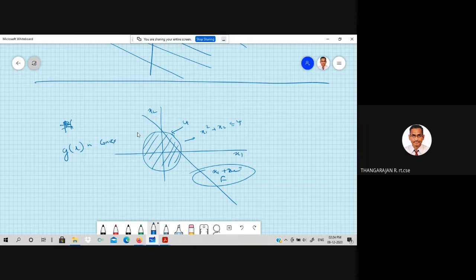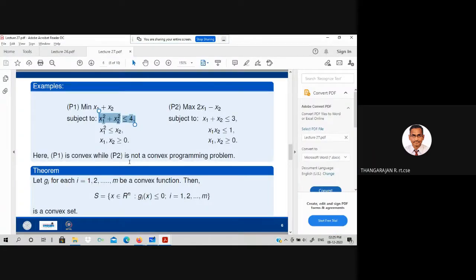f is linear, and linear is actually supposed to be convex, because a region on this side is convex, a region on the other side is convex. So when a function is linear, it is both convex and concave. So you can take f as also convex. So f is convex, g is convex, and you are trying to minimize. So the problem is a convex problem. So problem 1 is convex.